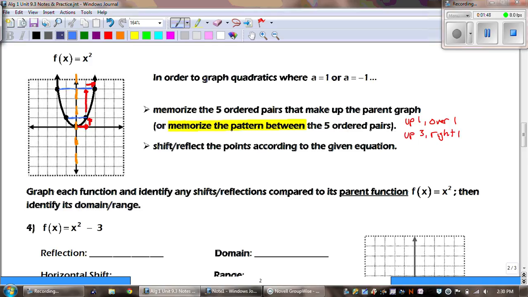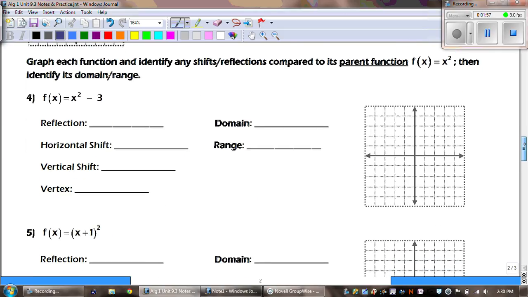So remember this one, when it's just x squared, this is our parent function. This is the basic one, and then we can just follow the shifts and everything by looking at the equation. Okay, so this is to graph each function and identify any shifts or reflection compared to its parent function, f of x equals x squared. Then identify its domain and range. So we are not using a table. Let's go ahead and get this done.